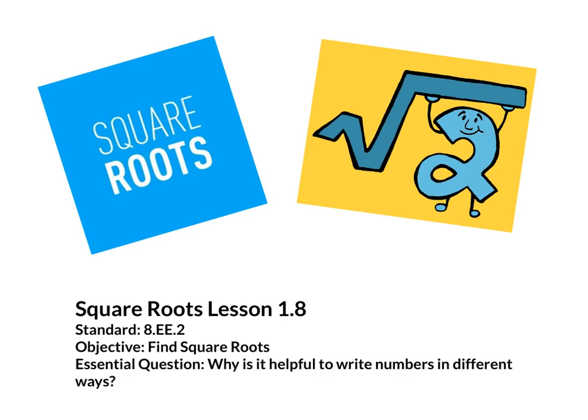Today's lesson is square roots, lesson 1.8. The standard is 8.EE.2, and the objective is to find square roots. The essential question is, why is it helpful to write numbers in different ways?